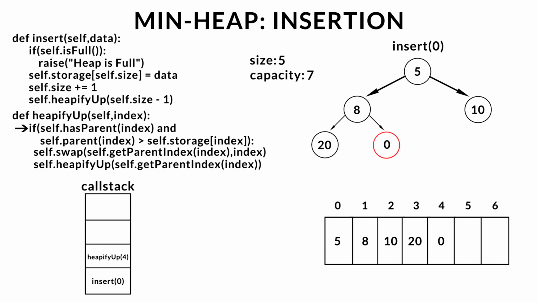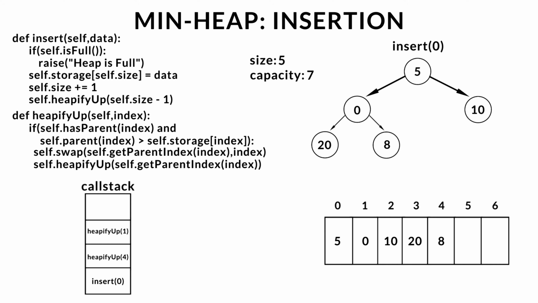Next, we check to see if this node has a parent. It does. Is the parent greater than the node we're currently at? It is. So we go ahead and swap between the two indices. We then recursively call our HeapifyUp method, this time passing in 1. So let's put that on top of the stack.